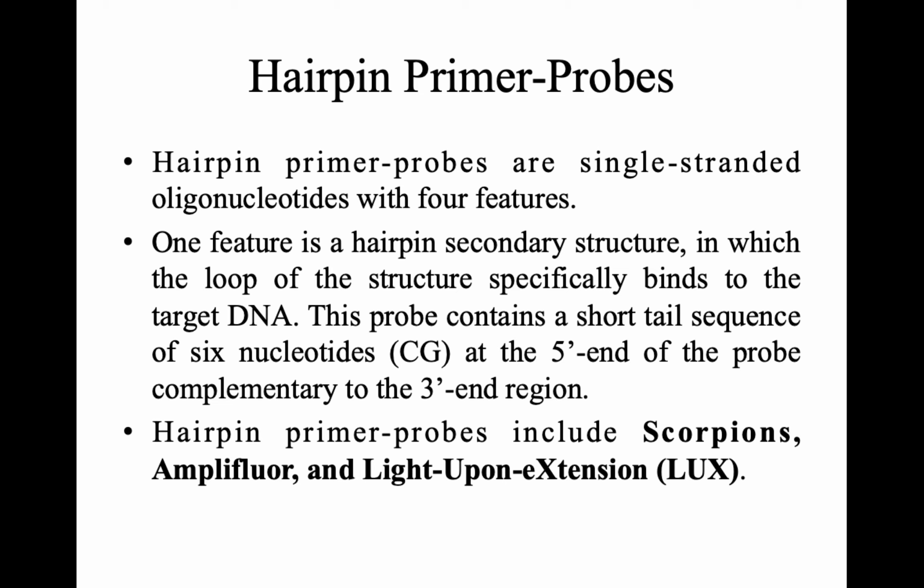This probe contains a short tail sequence of 6 nucleotides, CG nucleotides at the 5' end of the probe, complementary to the 3' end of the probe. So in this hairpin primer probe, the 5' end of the probe is complementary to the 3' end of the probe. In the center there is the loop, and the sequence of the loop in the hairpin primer probe is complementary to the target DNA. Examples for the hairpin primer probe include Scorpions, Amplifluor, and LUX (light upon extension).